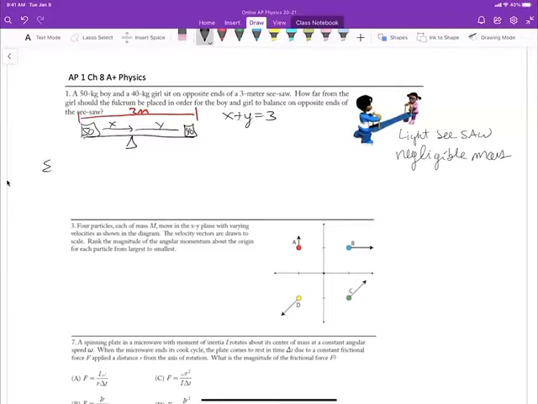Well, the sum of the torques has to be equal to 0. This is going to be a torque. We'll call that torque 1. This is going to be a torque. We'll call that torque 2. We know torque 1 is positive, so 0 equals torque 1 minus torque 2.